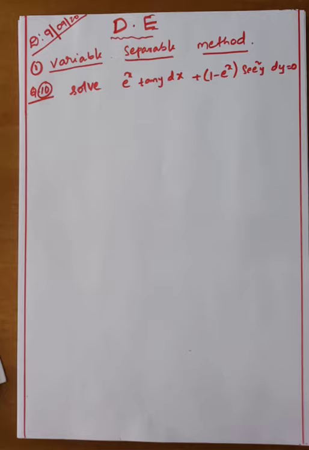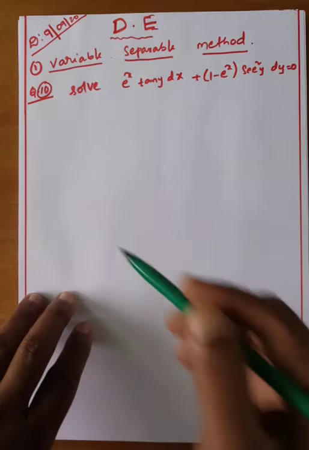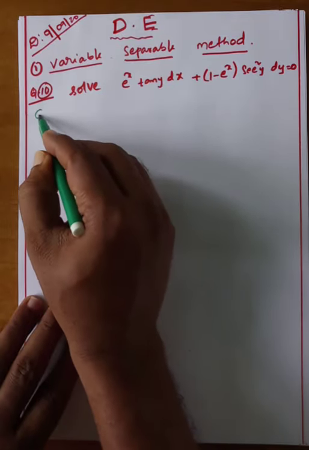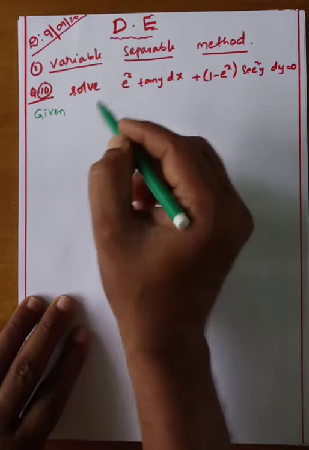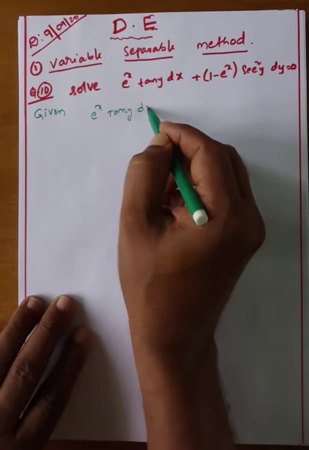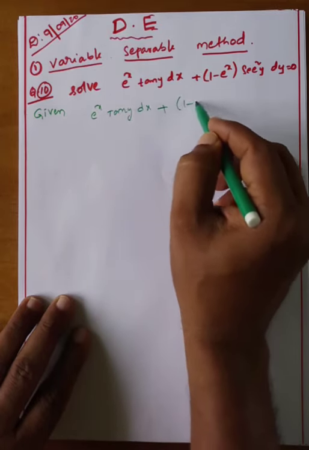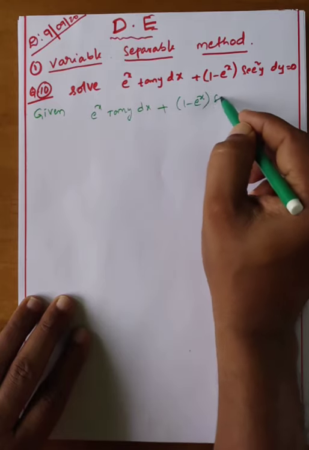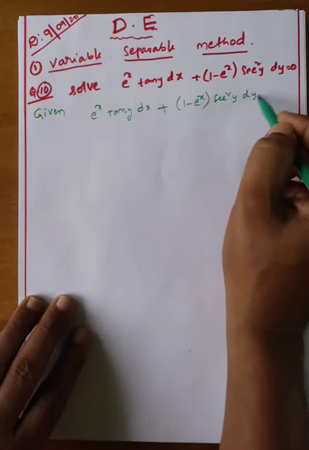Okay, my dear students, now how to do the problems. This is the question: e power x into tan y dx plus (1 minus e power x) into secant square y dy equals 0, my dear students.